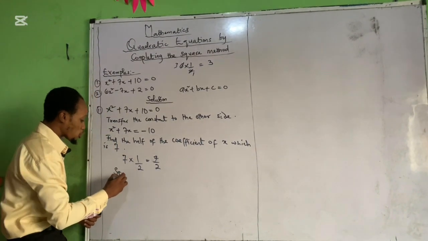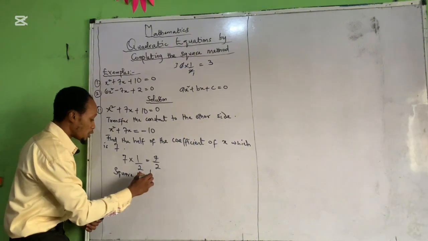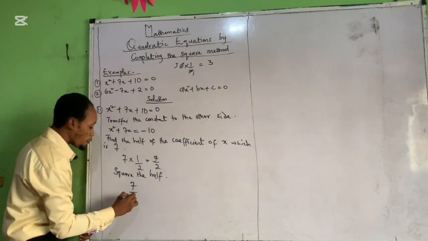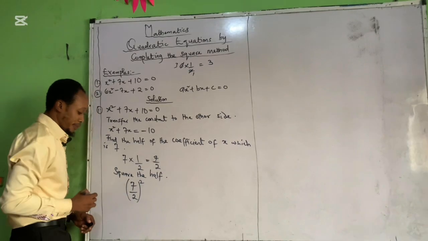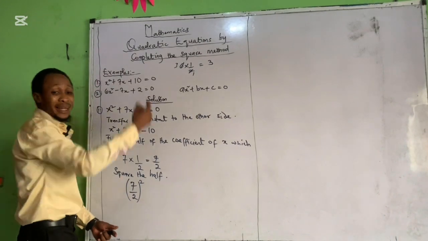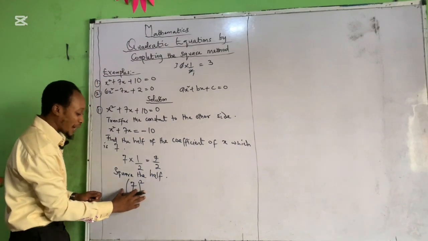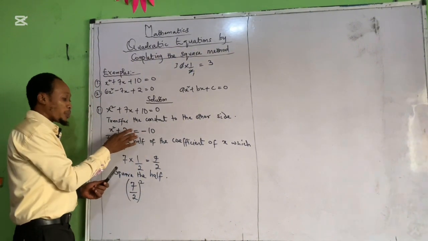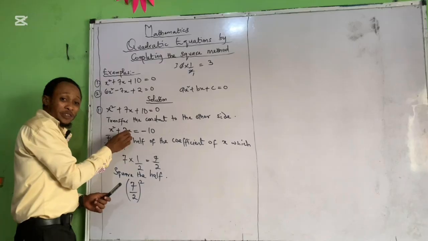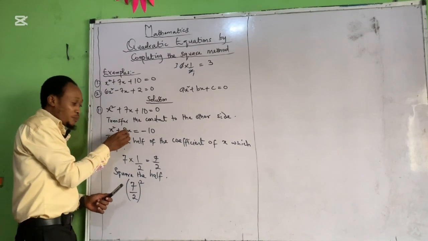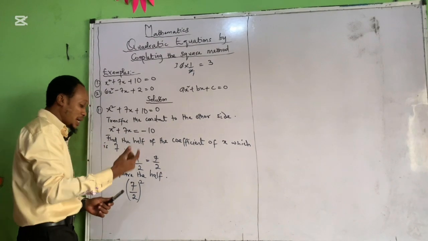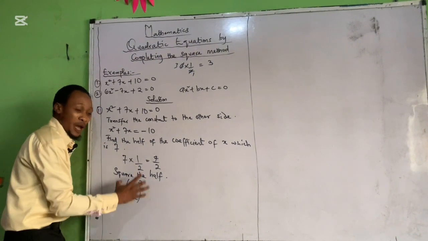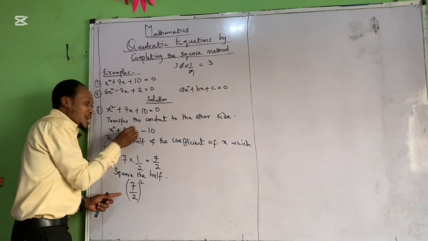Now after finding the half of the coefficient of x, you square it. Square the half. So when you square the half, it will be 7 over 2 all squared. After squaring it, then you add it to both sides. That is, you add this square to this place and this place. Remember, this is where we stopped before we started looking for the coefficient of x, finding the half and squaring it. Now that we have squared it, this square of the half of the coefficient of x, we are going to add it to both sides.